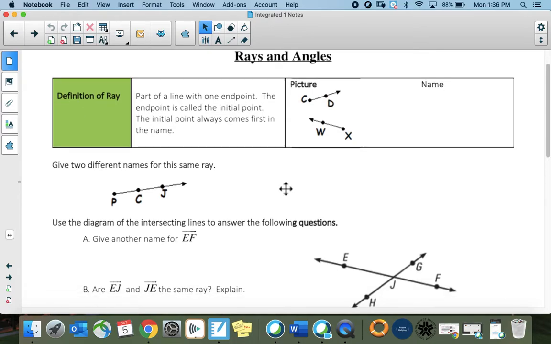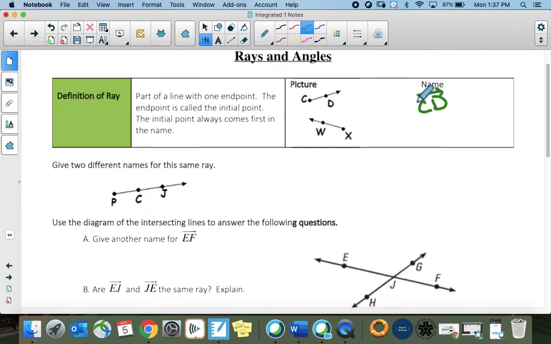A definition of a ray is the part of a line with one endpoint. The endpoint is called the initial point. The initial point always comes first in naming. So this first one, you would name it ray CD.